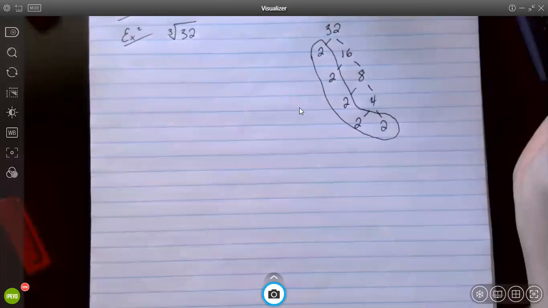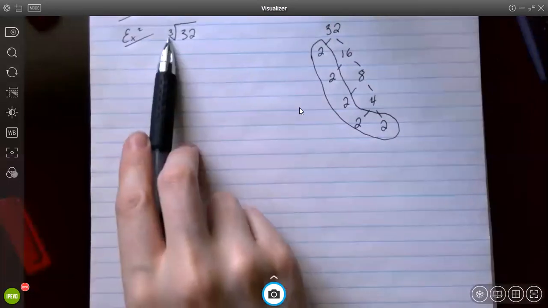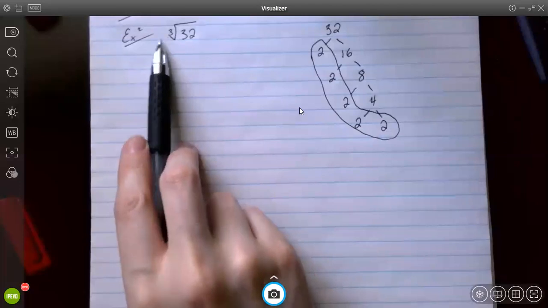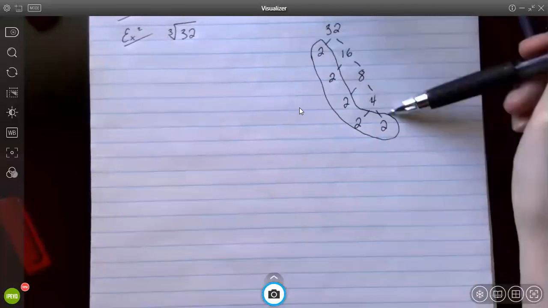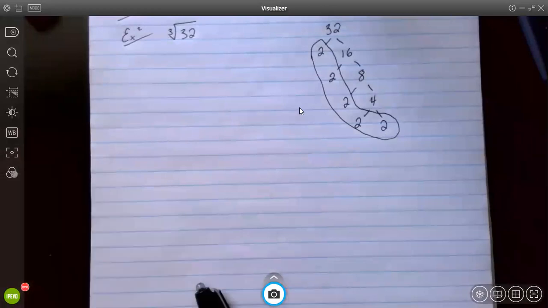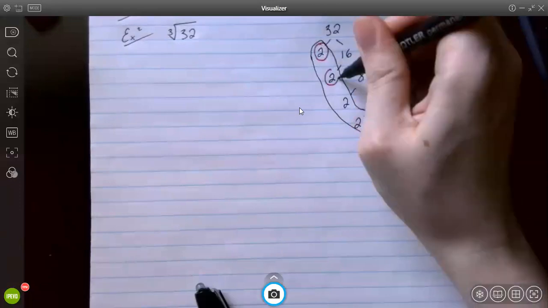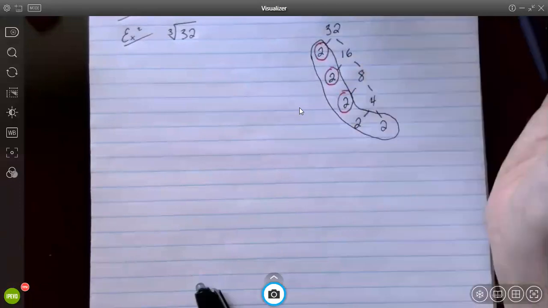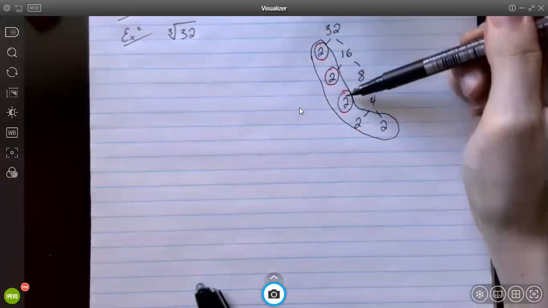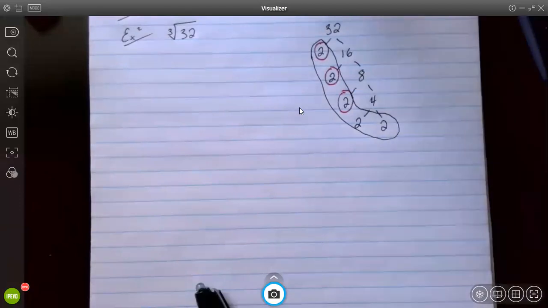Now this time, because I'm dealing with a cubed root, my index is 3, which means I have to lump these prime factors into 3 identical groups. And the only way to do that is for each group to be made up of only one number. So it is okay to have groups of just one number. So these are my 3 identical groups, and then the last 2 2s are my leftovers.